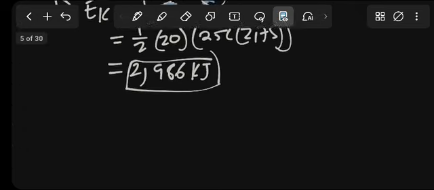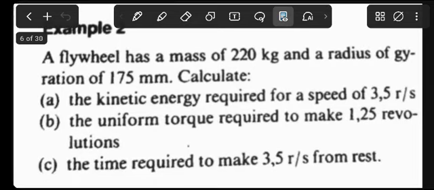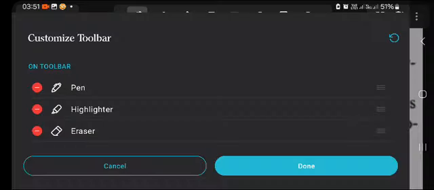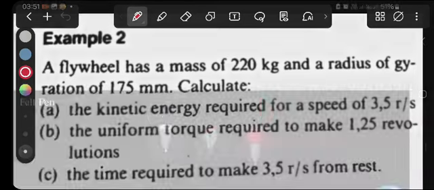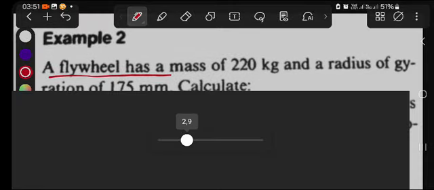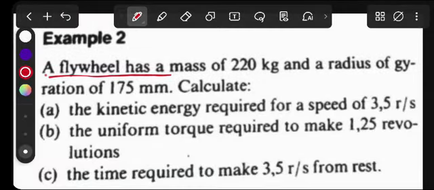All right, so example 2, we've been given a flywheel. The flywheel has a mass of 220 kg and a radius of gyration of 175 millimeters. Calculate the kinetic energy required for a speed of that.